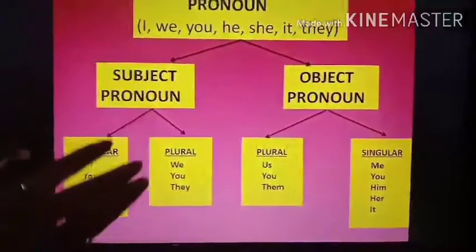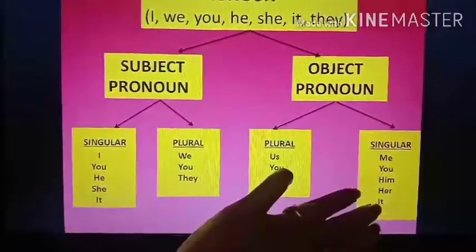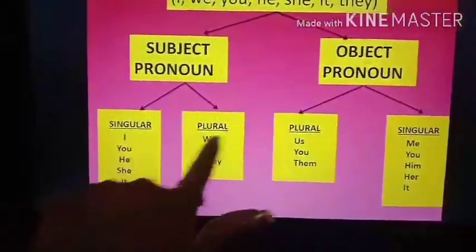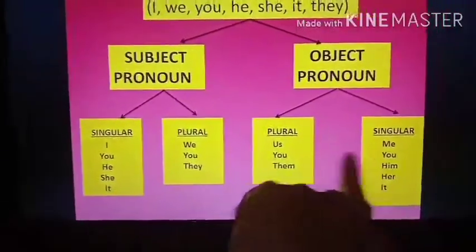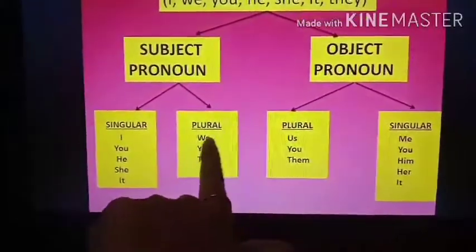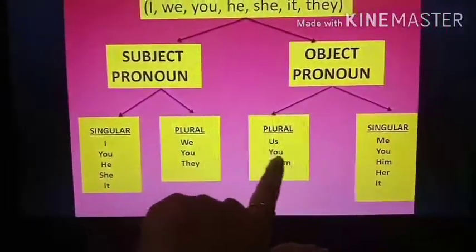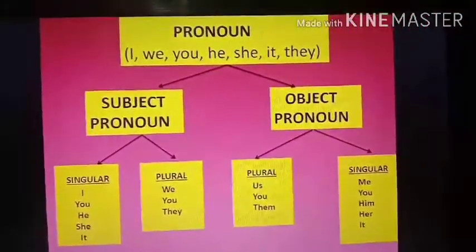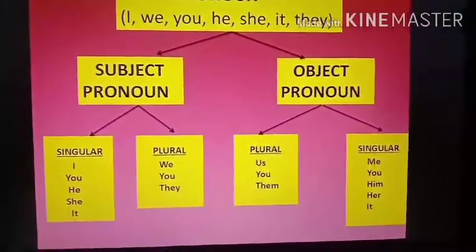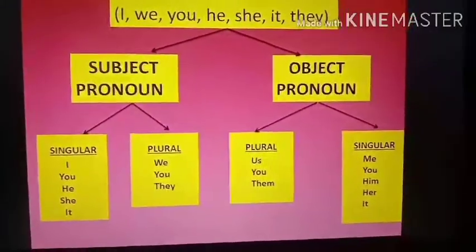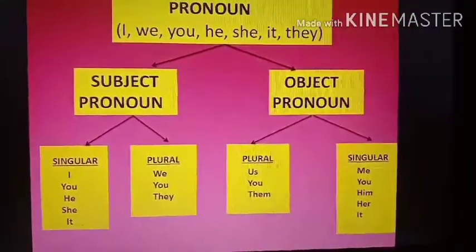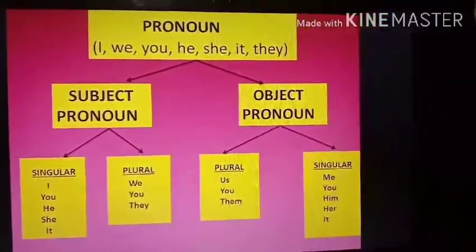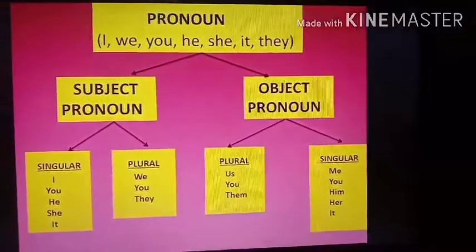So these are the subject pronouns and these are the object pronouns. See, for I, me; you, you; he, him; she, her; it, it; we, us; you, you; and they, them. So with this, you can be clear about which object pronoun comes for which words. Okay, you can understand the difference between the subject pronoun and the object pronoun. Okay, students. Now see the next one.